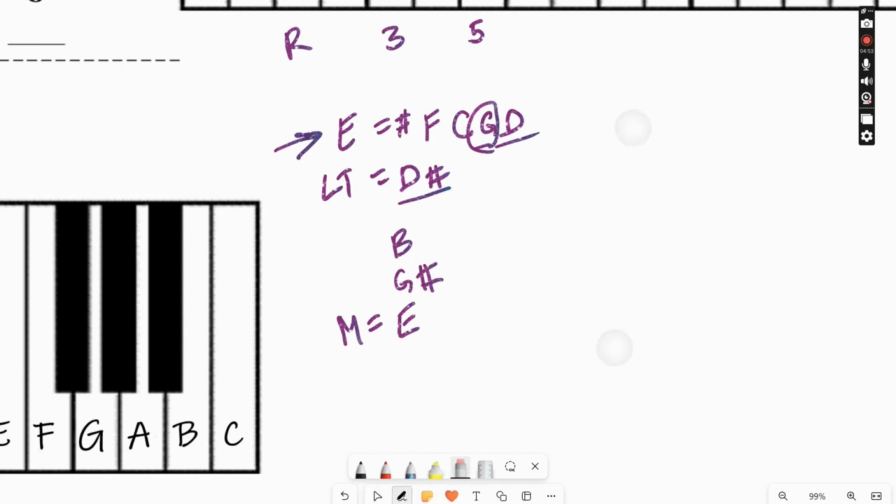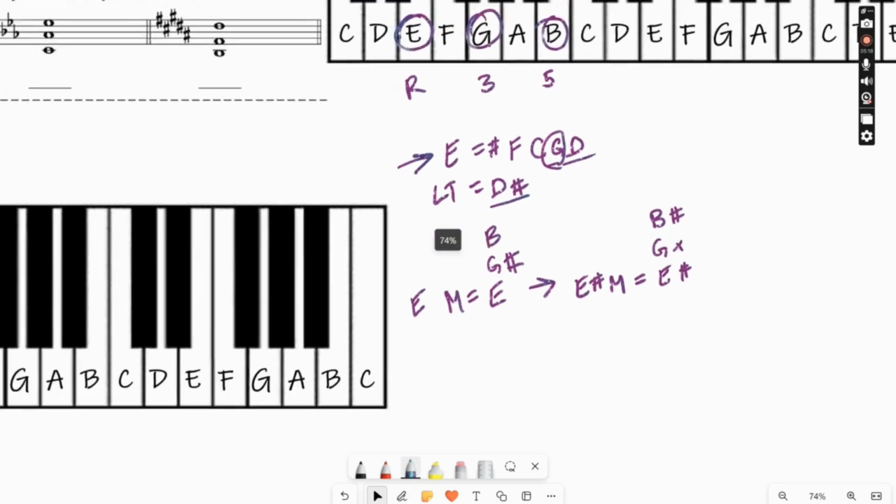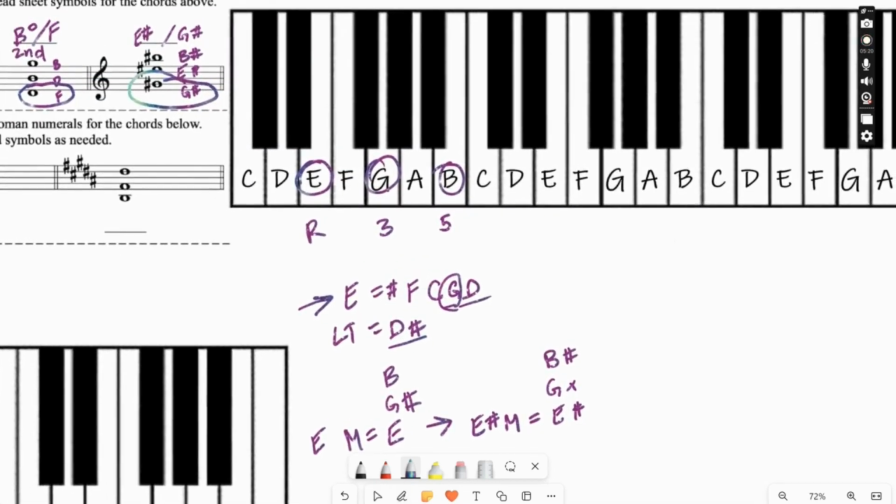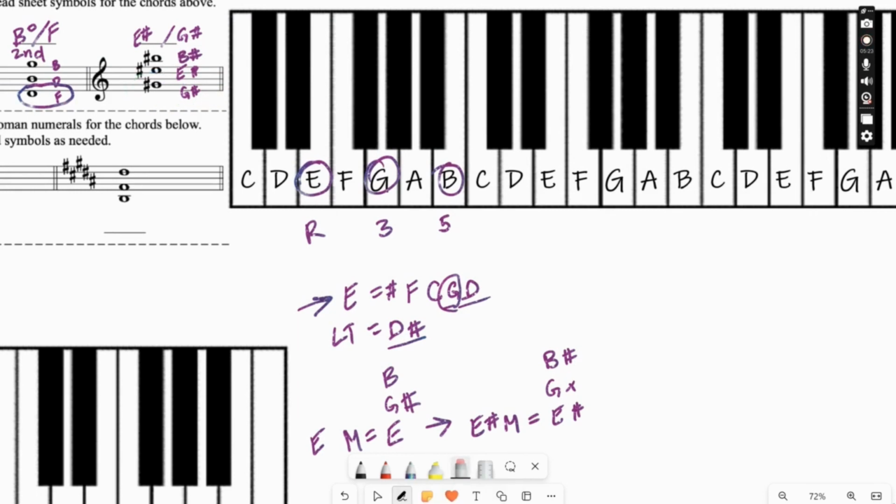So I'm going to add that in. Now, this is the E major triad, and now I'm going to convert it into an E sharp major triad. All I have to do is raise all of the scale degrees by 1 half step. So E, the root, becomes E sharp, G sharp becomes G double sharp, and B natural becomes B sharp. So now I have the E sharp major triad, and I'm going to compare that to the notes that I was given. That was E sharp, G sharp, and B sharp.